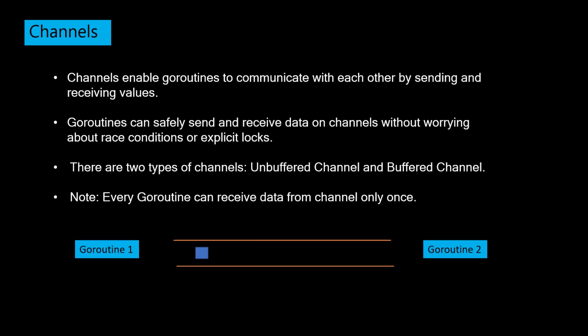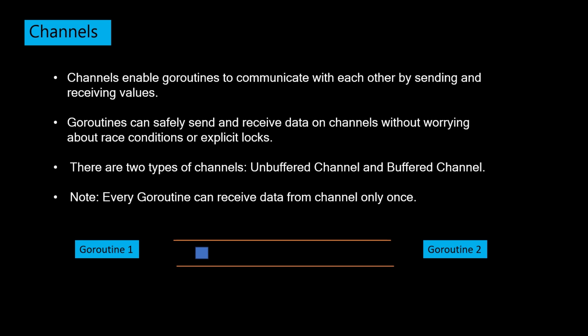In this video and the upcoming two more videos, we will be learning about channels in Go. So let's dive in. So what are channels? Channels enable goroutines to communicate with each other by sending and receiving values. Goroutines can safely send and receive data on channels without worrying about race conditions or explicit locks.